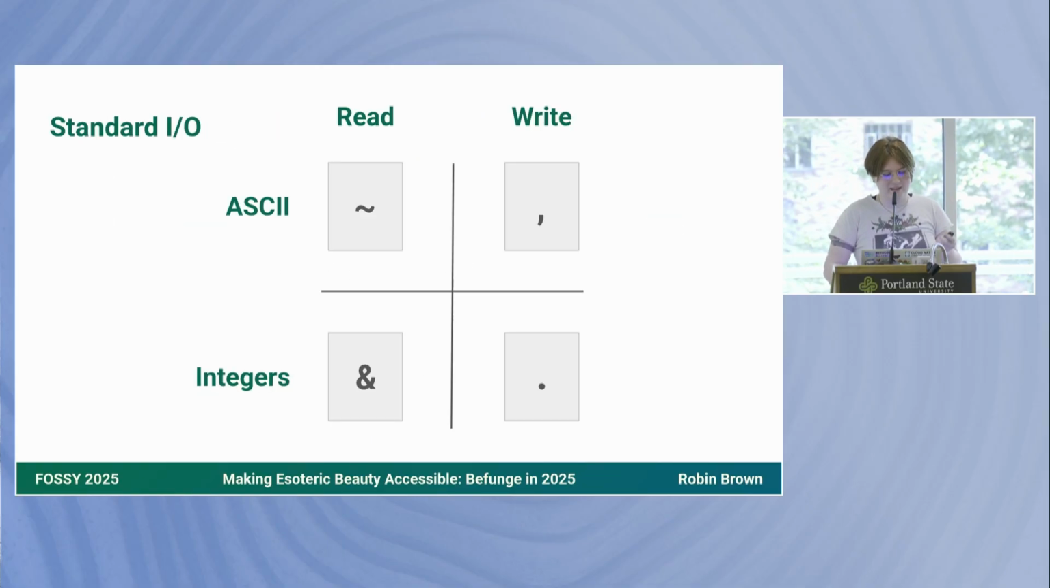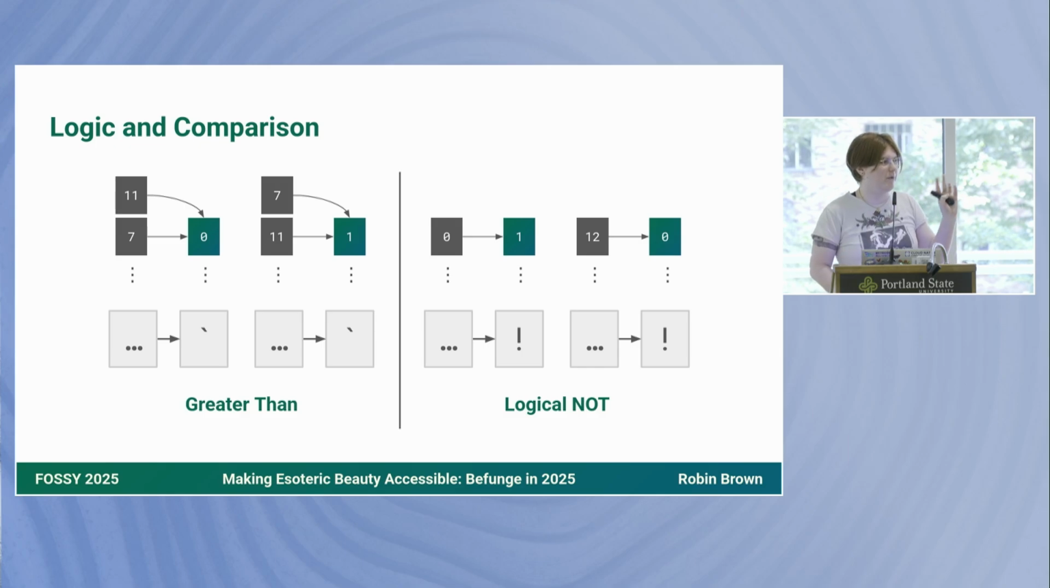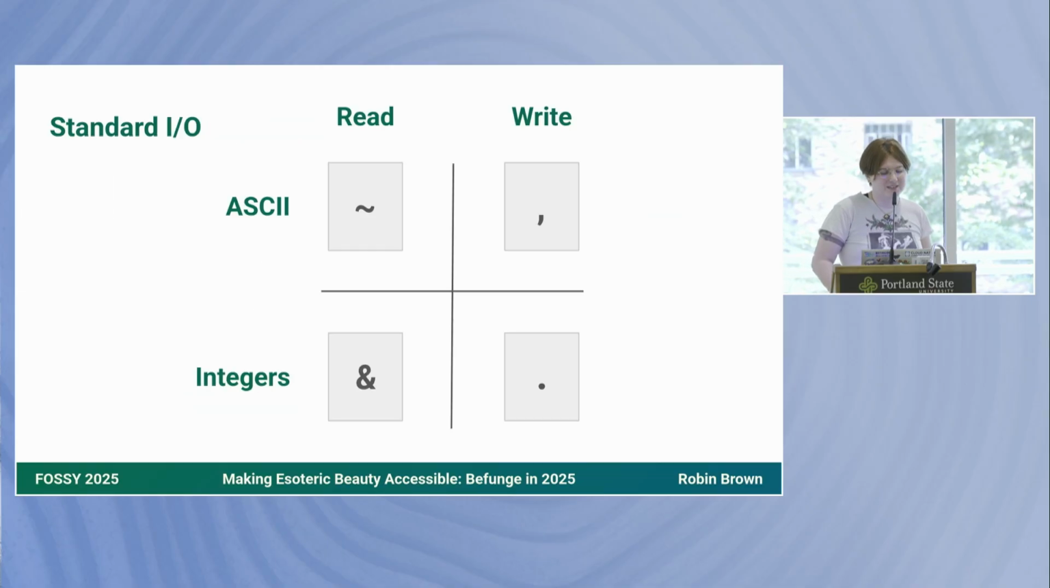We've got 2 more slides before we go back to the demo. This one's logical comparison. We have a greater than. We obviously can't use the greater than symbol because that means go right. So instead it has backtick. That's just what we've got to work with. And then the logical not: if we have a non-zero value, make 0 be what we put on the stack. If we have a 0 value, make 1.